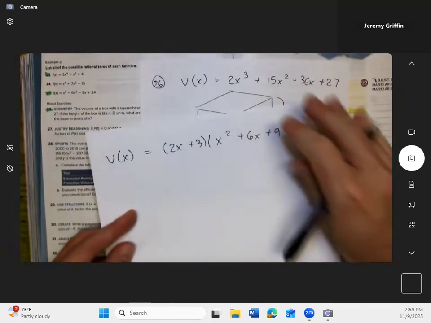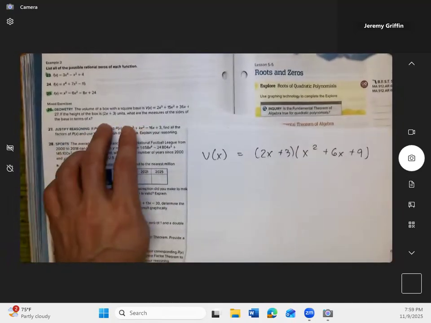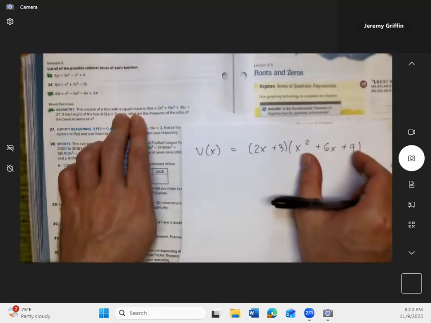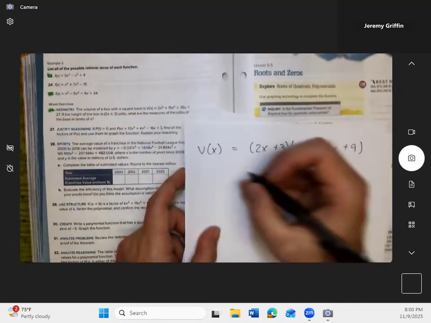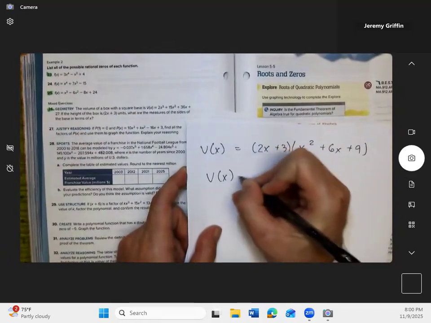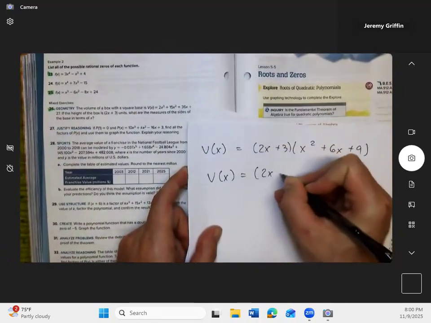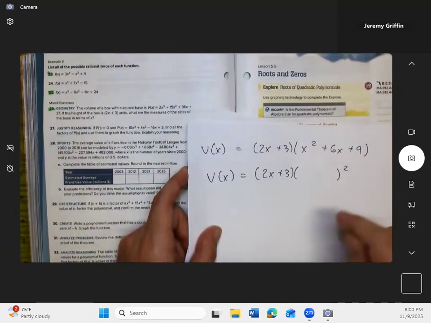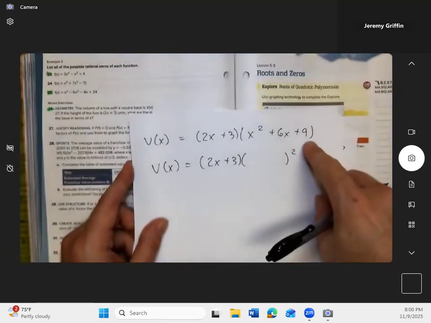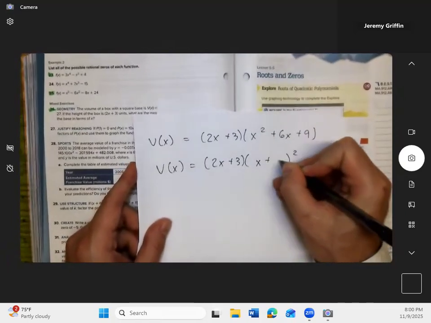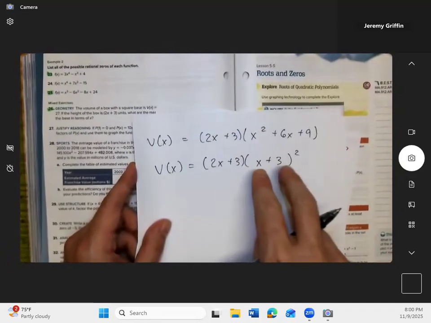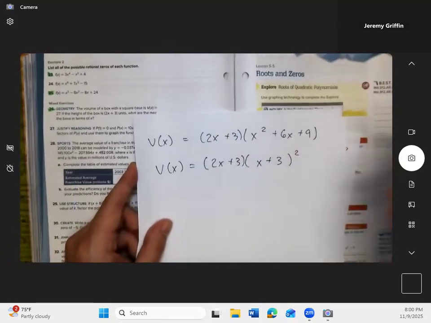Now, I remember the hint they gave us at the beginning, which is that this box has a square base. So I suspect that this last polynomial I'm left with is a perfect square. So I still have this height of 2x plus 3, and something squared. How about x plus 3? Because if I square that, x squared, bing, 3x and 3x is 6x, bing, 3 squared is 9, bing. Yeah, that's it.